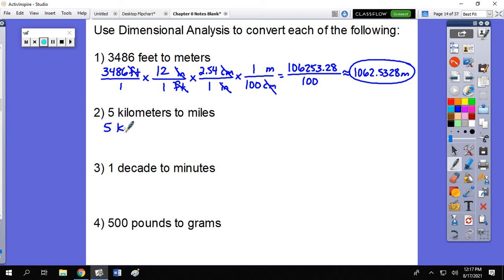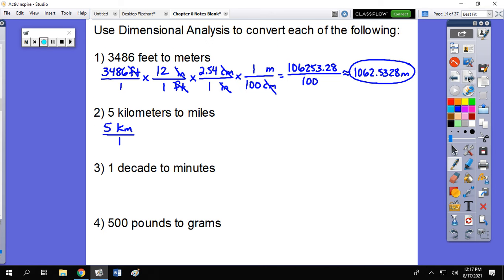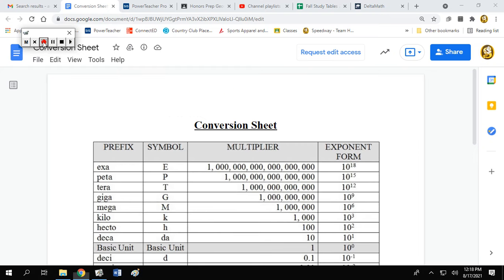5 kilometers into miles. So we put 5 kilometers on top, put it over 1. Again, I don't think we have that in our list. Let's go look here. We do not have a direct measurement between kilometers and miles. Okay, but on our other sheet we might. So what we should do is pull up that other sheet. Let me get that pulled up here real quick.